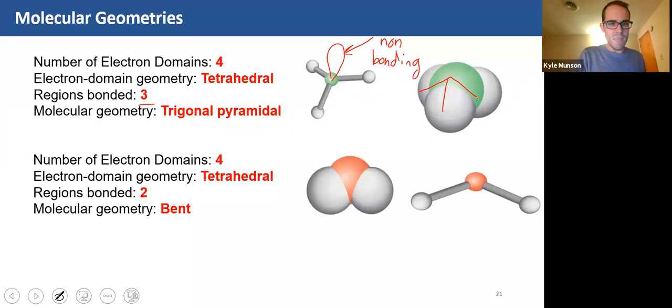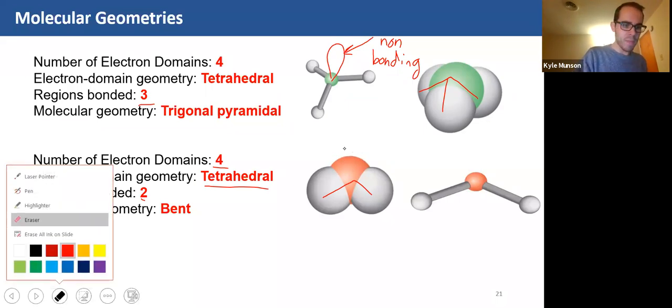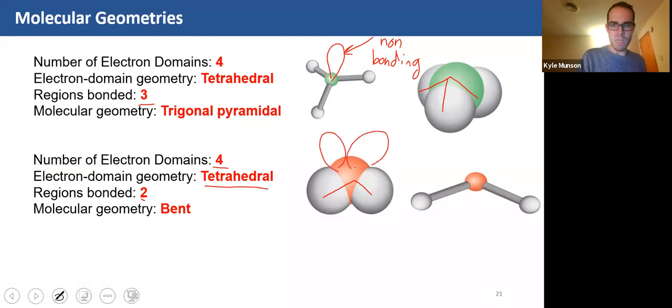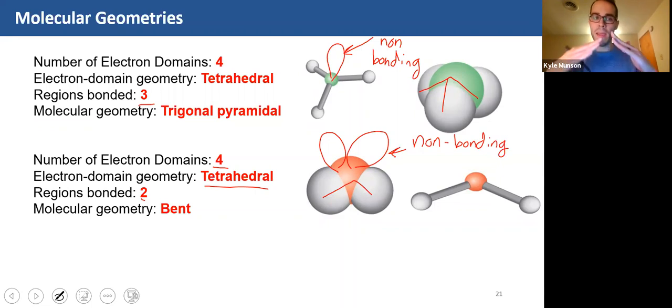And then finally, if we have 4 electron domains, the electron domain geometry is tetrahedral. If 2 of those regions are bonded, like here, and we have a region here and a region here that are non-bonding, the molecule is going to form a bent molecular geometry.